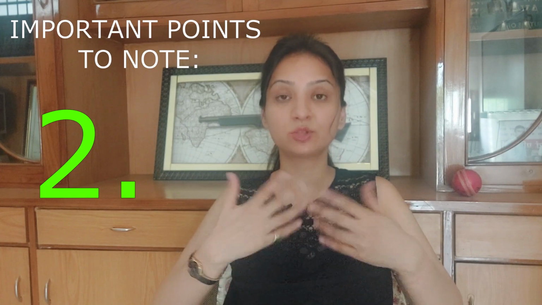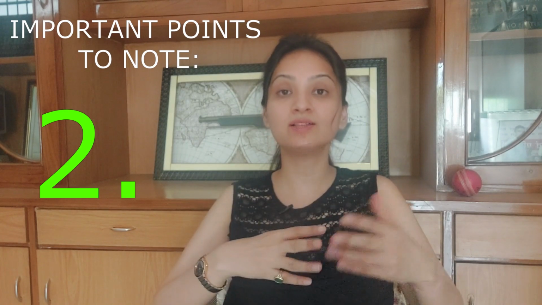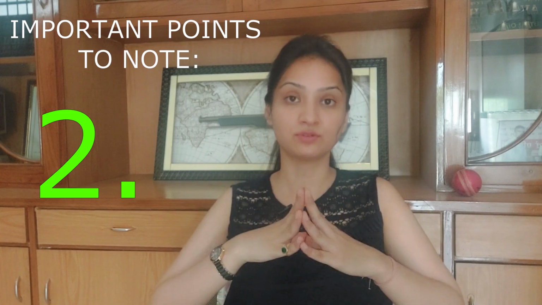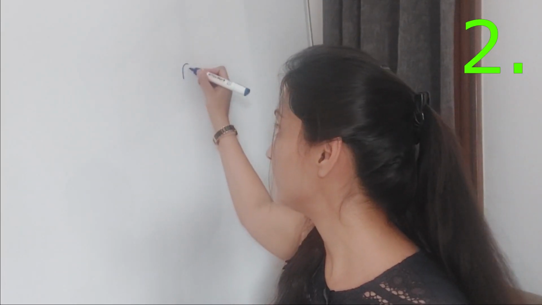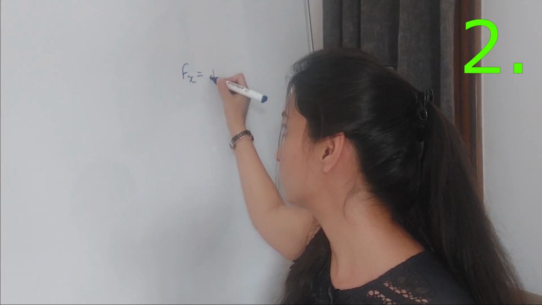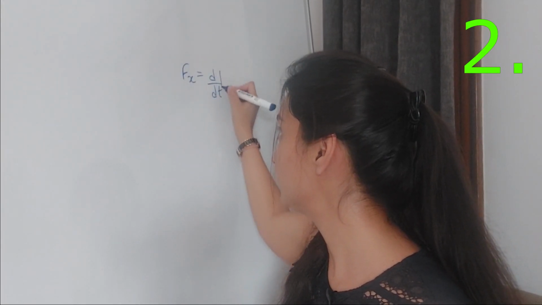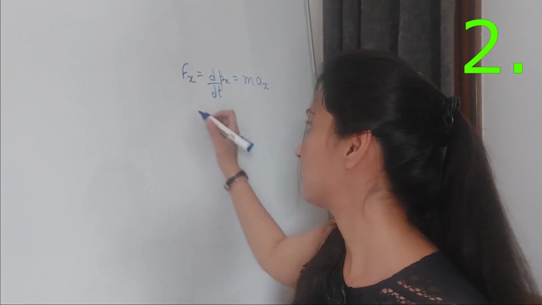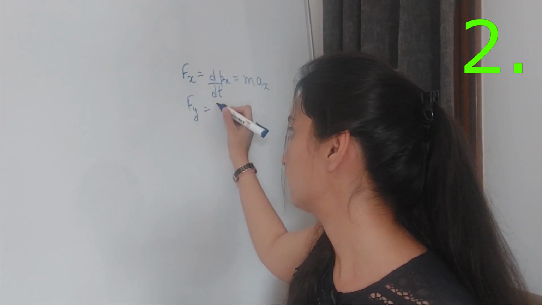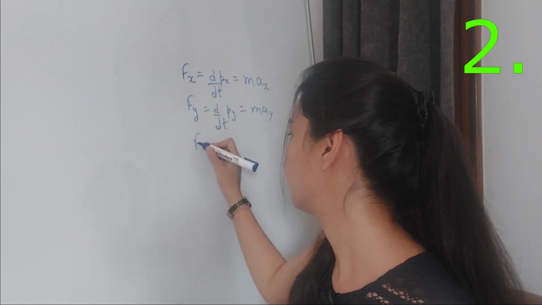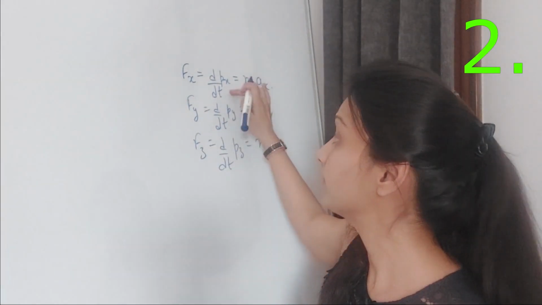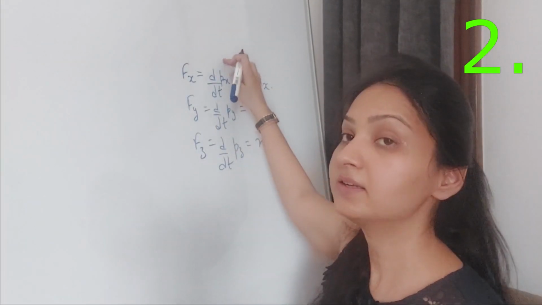That means if I'm talking about force is equal to mass into acceleration, I also need to talk about the directions. This means that we have a force F in x direction equal to the rate of change of momentum in the x direction, and mass into acceleration in the x direction, and likewise. So this momentum is nothing but mass into velocity.